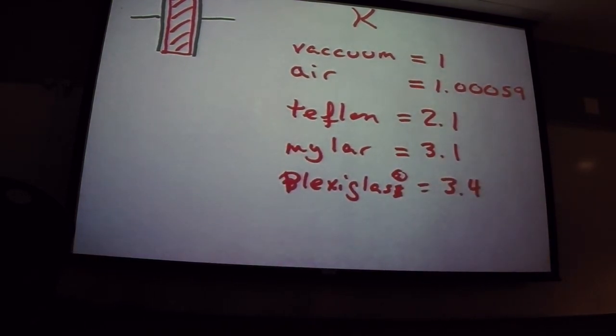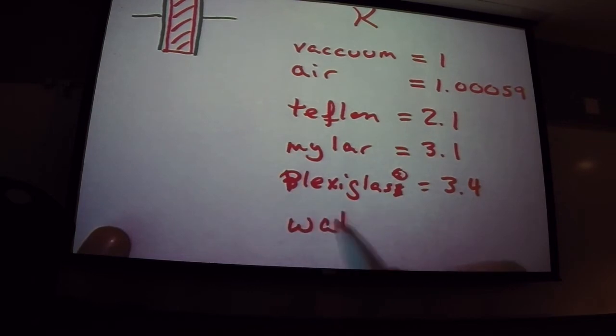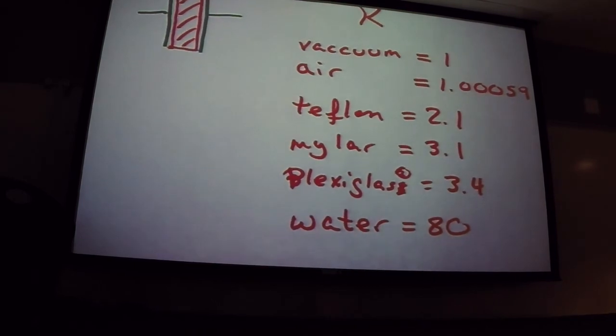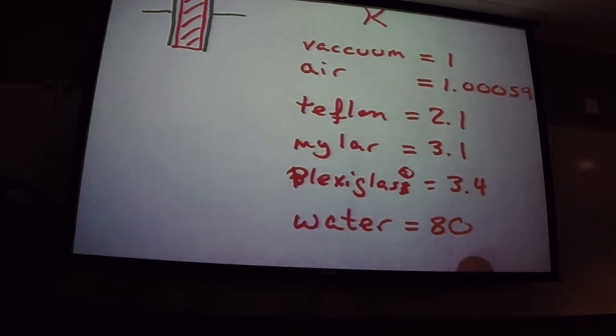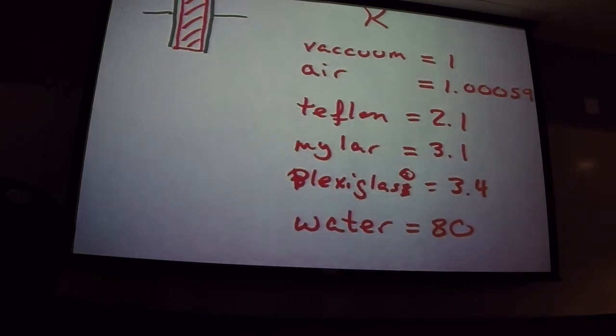Here's an interesting one. Water is 80. Well, good luck getting it to stay in the middle, and it would have to be pure water, because you wouldn't want any impurities in it, because if I put salt in water, it becomes a conductor. It's not an insulator. Pure water is a polarizable insulator, so it has to be pure. I don't think they really use this, but it's there.